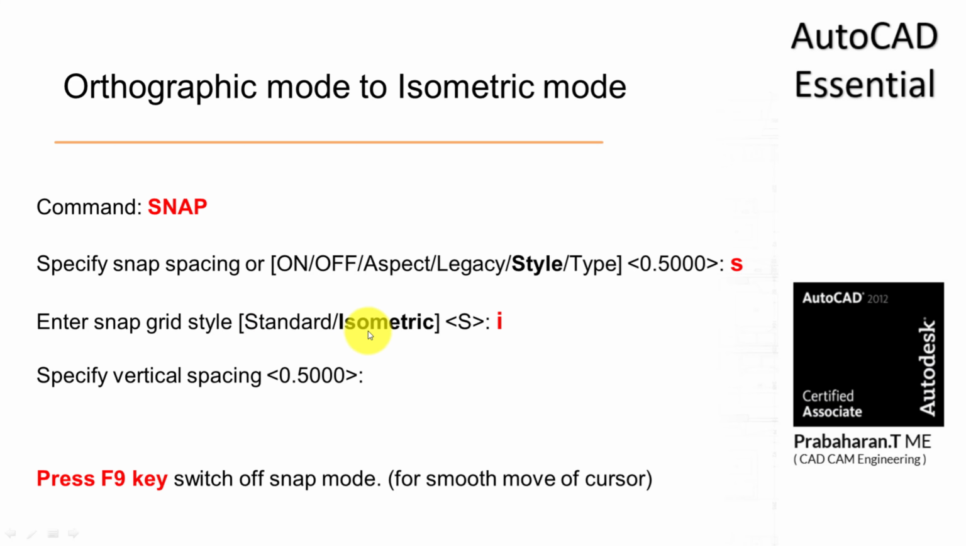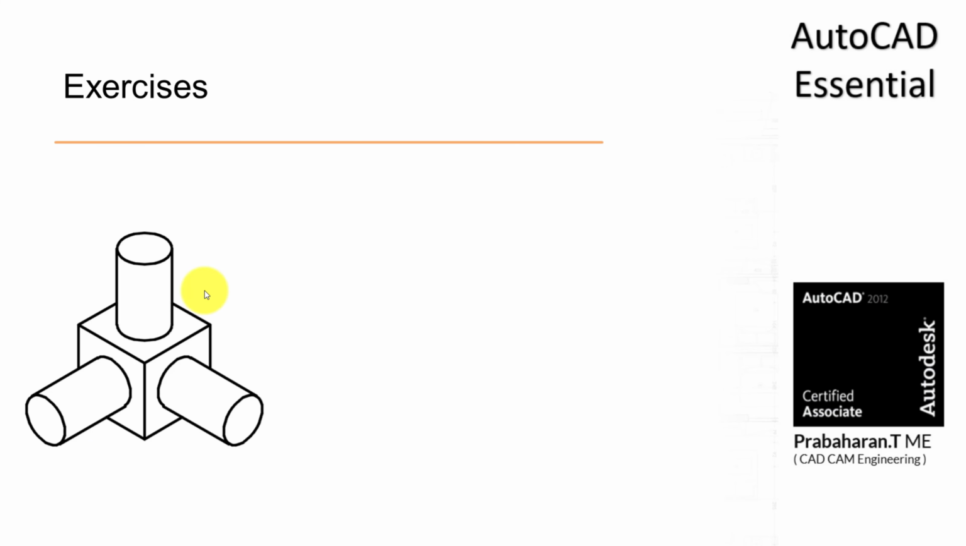So as of now, we are using only the standard. If you are going to shift to the isometric, choose I, and there is a vertical spacing and the horizontal spacing will come. No need to change anything. Okay. So immediately you have to press the F9 key to switch off this option called snap. Okay. Now I'm going to take some example. Keeping that example, I'm going to explain the isometric.